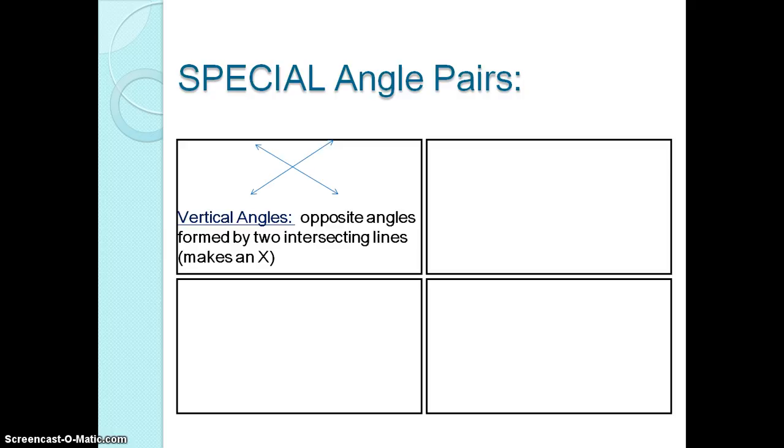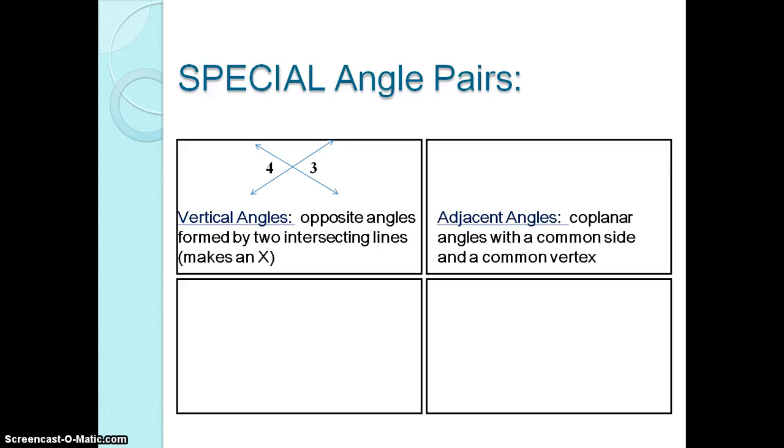So one pair of vertical angles in this picture is angles 1 and 2. The second pair is angles 3 and 4. We will learn more about vertical angles in a minute, but just make sure you know how to identify them.